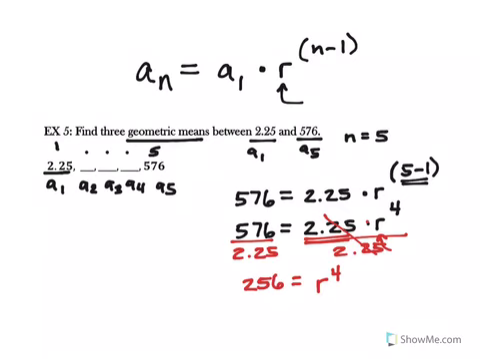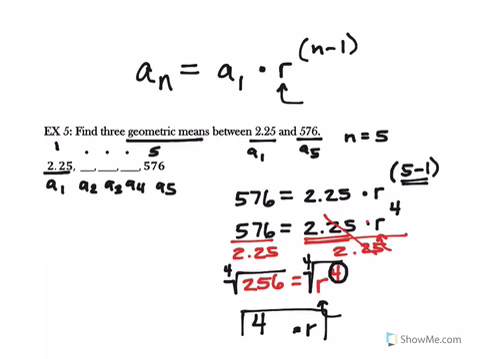Now, in order to figure out what is r, we need to figure out what is the inverse operation of raising something to the fourth power. Well, it's to take the fourth root. The fourth root of r to the fourth is just going to be r, and the fourth root of 256, what times itself 4 times, so what times what times what times what equals 256, and that is 4. 4 to the fourth power is equal to 256. So we get r is equal to 4, and we're going to apply that up here.